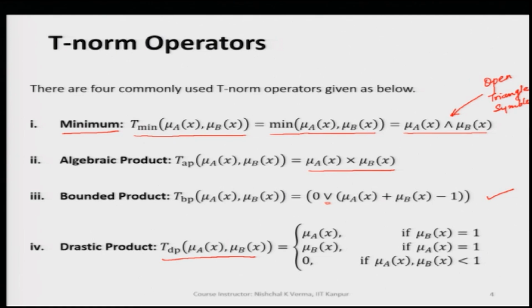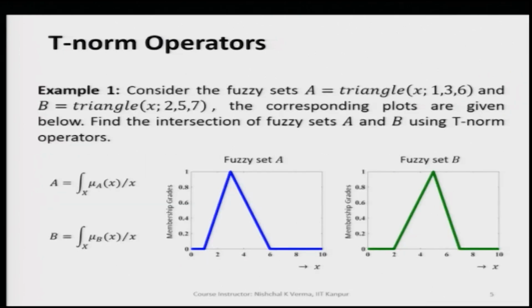Let us take an example here to understand the T norm operator better. We have taken a fuzzy set A and another fuzzy set B. Both the fuzzy sets A and B are triangular continuous fuzzy sets, defined mathematically, and we are interested in finding the intersection of fuzzy sets A and B using the T norm operator.